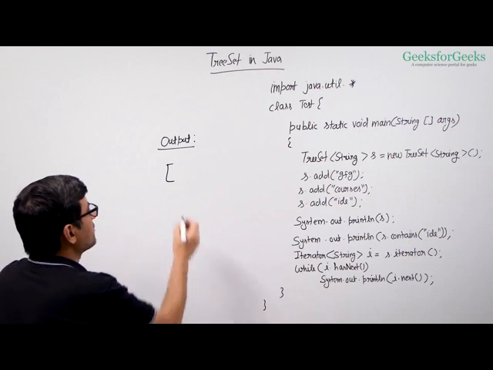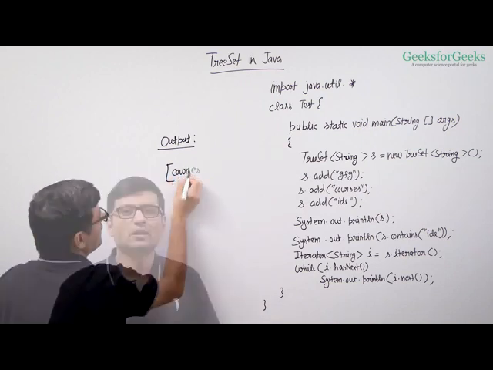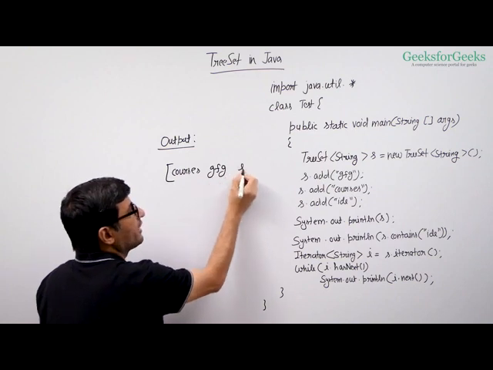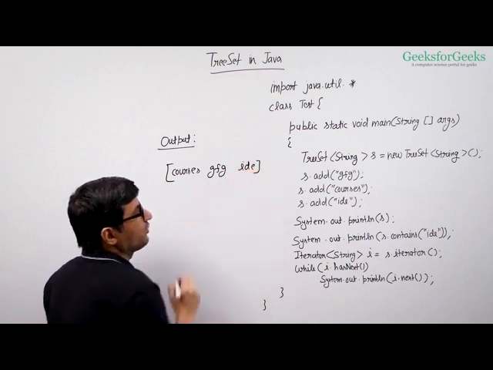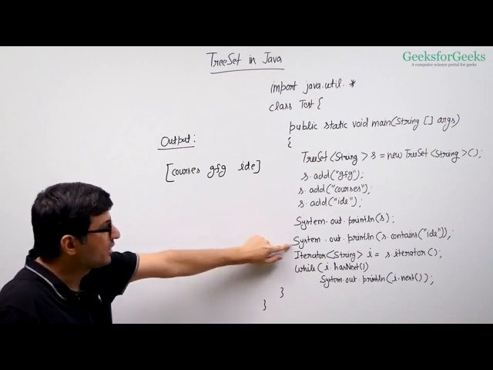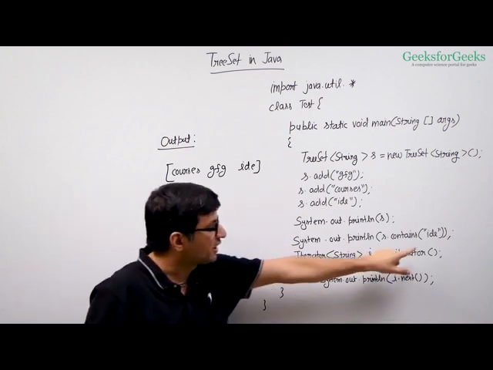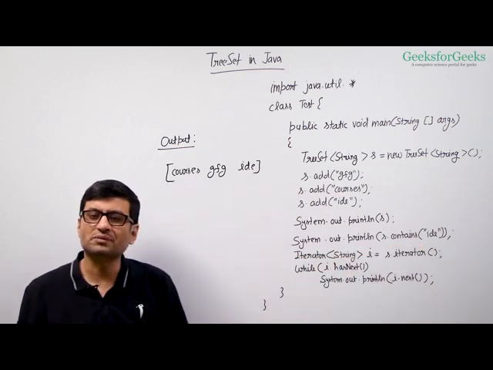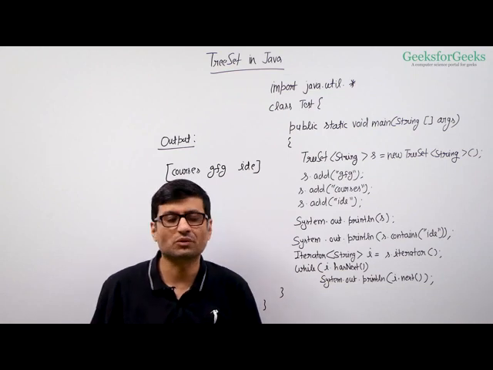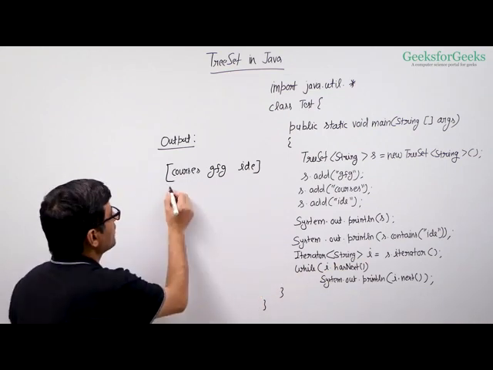We'll get courses first. Then we'll get GFG. And at the end, we'll get IDE. We get all the items in sorted order when we print the tree set. Now we are checking whether this tree set contains IDE or not. So contains function returns true if the passed item is there in the tree set, otherwise false. So we are going to get true here.